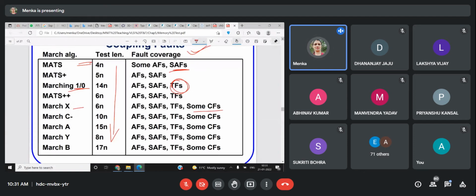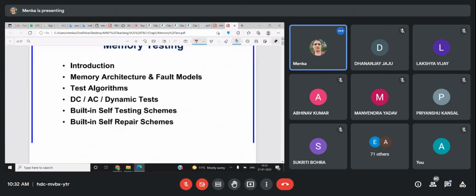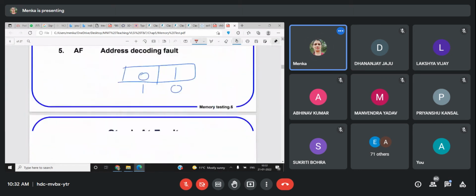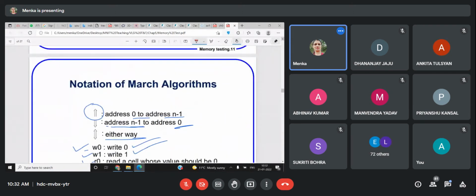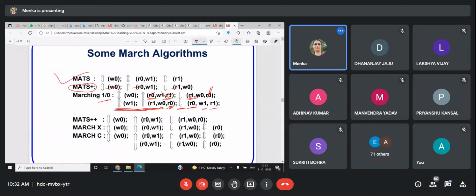March X, you can have some of the coupling faults also. So March X algorithm, let us check it. Yeah, this is the March X algorithm. So with the March X algorithm, stochastic faults, some of the coupling faults and the transition faults you can detect. The transition faults you can detect because you are going from 1 to 0 and 0 to 1, and coupling faults can also be detected with the March X test.